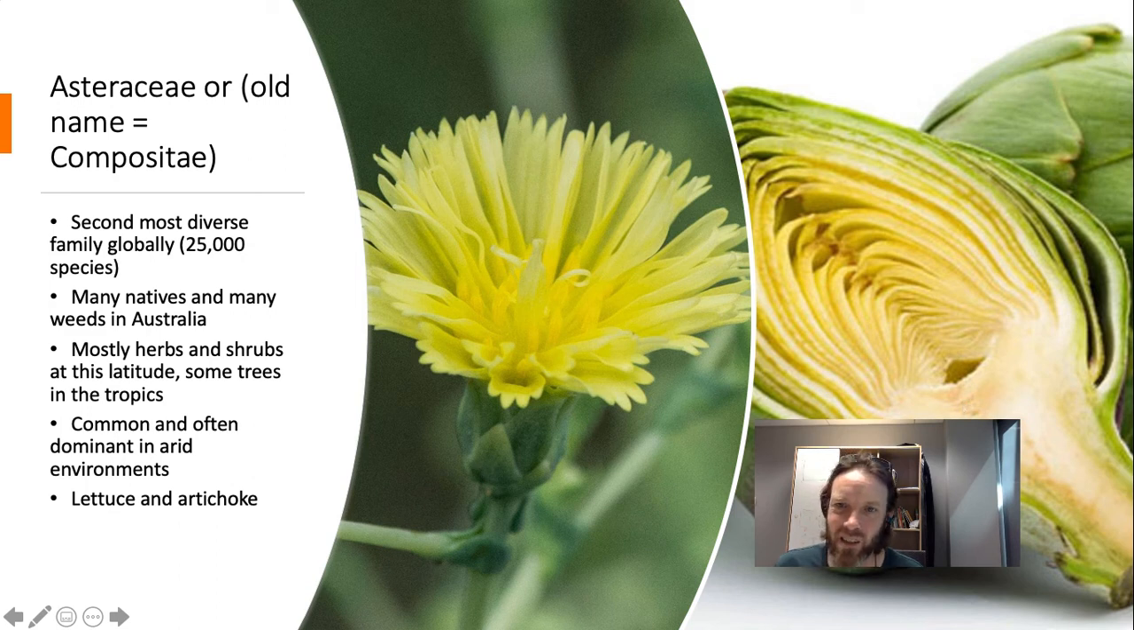And then with artichokes, what you eat are the bracts. So these bracts down here are modified in artichokes to be really big and fleshy, and the flower hasn't opened yet. So you harvest the artichoke before the inflorescence matures. So this is a flower bud with really big bracts, and what you're eating are the fleshy bits at the base of the bracts. So yeah, lettuce and artichokes, and that's the Asteraceae.